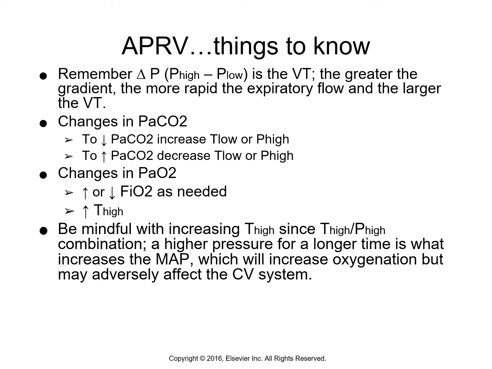But be mindful that with increasing your T high, the combination of time and pressure, a higher pressure for a longer time, is going to increase your MAP, which you want to do to a certain point, but you don't want to overshoot it, because it could adversely affect your cardiovascular system. It could bring down your blood pressure and your cardiac output, which is going to be bad in the long run. You're not going to have volume there.